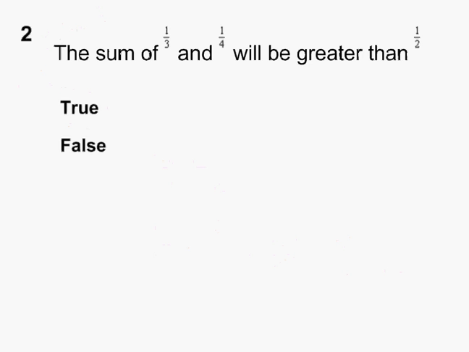Question 2 says the sum, don't forget the sum means the answer to an addition. So the sum of 1/3 and 1/4 will be greater than a half. This one I'm not quite so sure of, so I actually have to do the work. So 1/3 plus 1/4, and we're going to see what we get here. Actually, I do know the answer. Why am I saying that? But I'm going to find a common denominator, and this one I'm going to use 12.